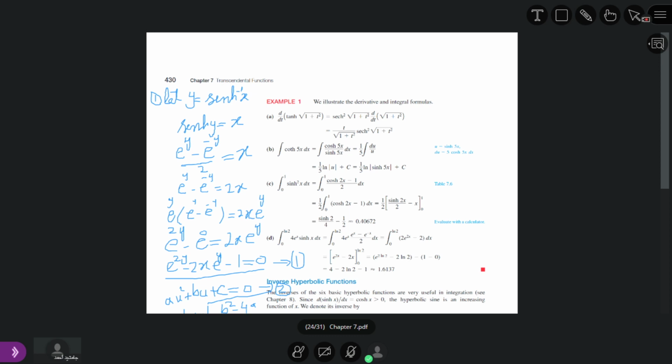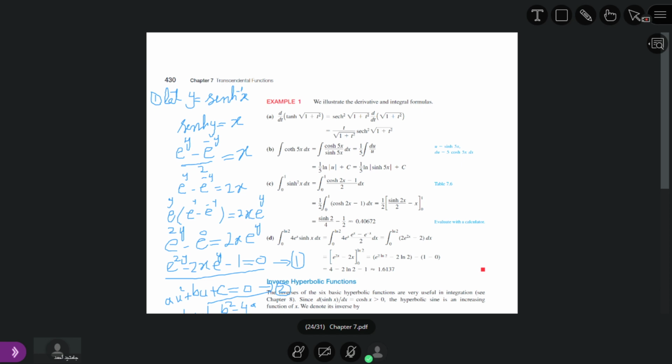So from here, if we have the equation a u square plus b u plus c is equal to 0, then what is the solution? The solution is u is equal to minus b plus minus square root of b square minus 4ac, divided by 2a. So if we have e power 2y minus 2x minus 1, it is equal to minus 2xy e power y minus 1.